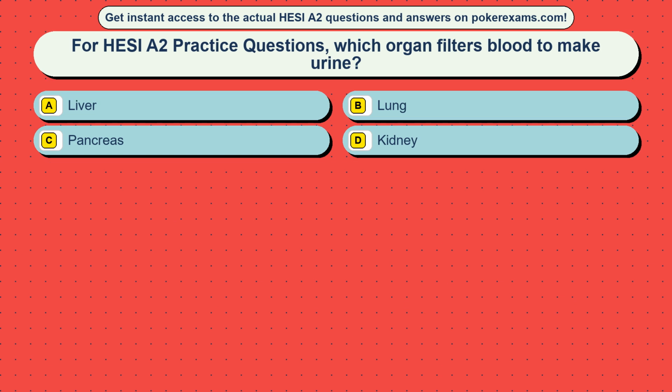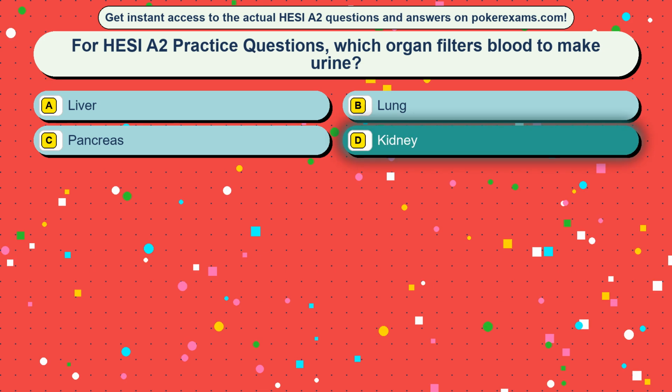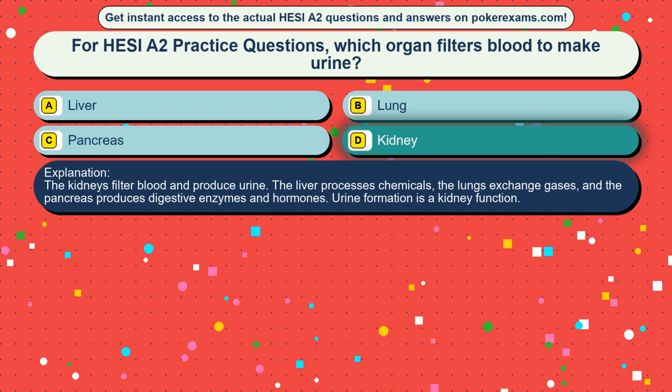Question 2. For HESI A2 Practice Questions, which organ filters blood to make urine? Option A, liver. Option B, lung. Option C, pancreas. Option D, kidney. The correct answer is option D, kidney. The kidneys filter blood and produce urine. The liver processes chemicals, the lungs exchange gases, and the pancreas produces digestive enzymes and hormones. Urine formation is a kidney function.